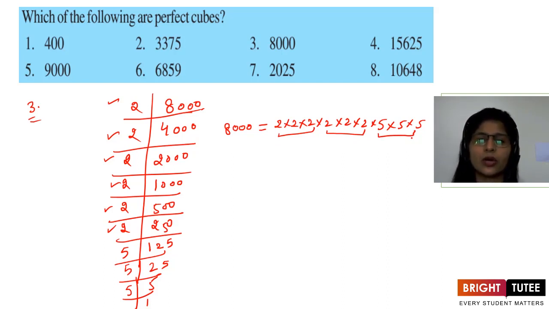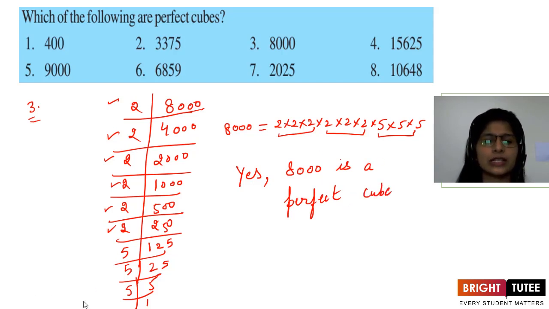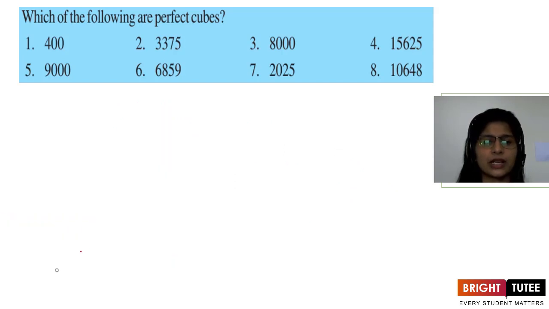That means a group of 3, 3. So yes, 8000 is a perfect cube. Right, so just write down 8000 is a perfect cube. Clear? Now we will do the next question, that is the fourth part. I hope questions are clear.